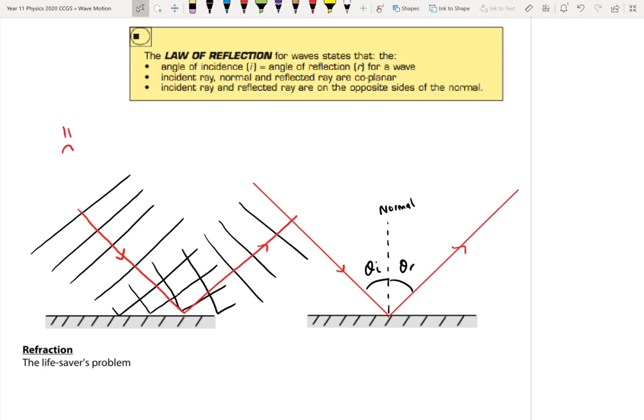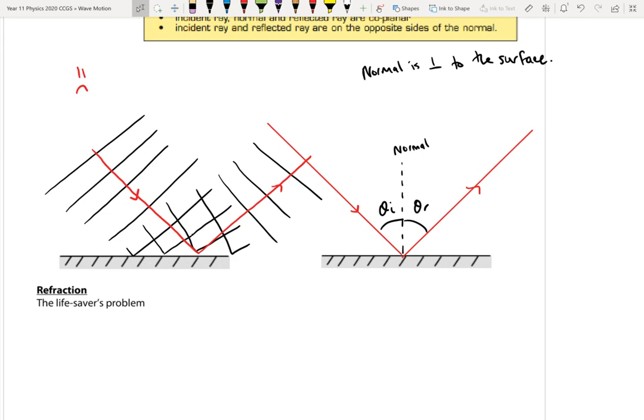Remember, the normal is perpendicular to the surface. I think we've done the normal to death when we looked at inclined planes and forces on surfaces. So, that's a good one. Light does that. Light will reflect, but particles also reflect.